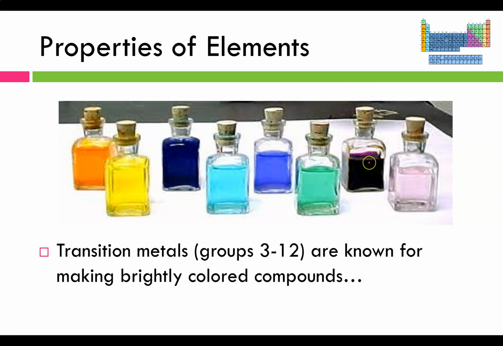Like this looks like potassium permanganate, and manganese is present. This is probably a cobalt-containing compound. My guess is that one of these two, this blue or this green, or maybe both of them, contain copper. This looks like it might contain iron. So our transition metals are going to produce some really brightly colored compounds.